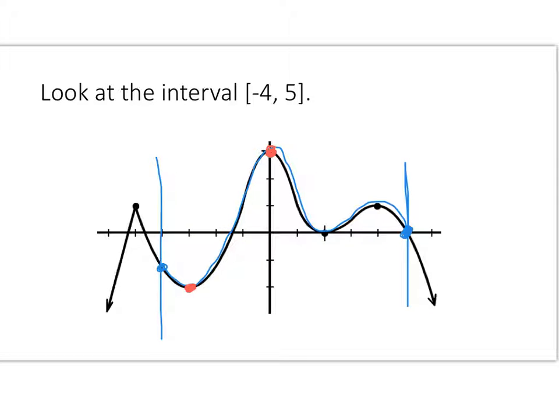Now, if I only focused in on maybe just this little section of the graph, I'd say, well, there's a maximum here, and there's a minimum right here. So we have a difference between what we call absolute max and mins and relative or local max and mins. And that's what we want to look at.